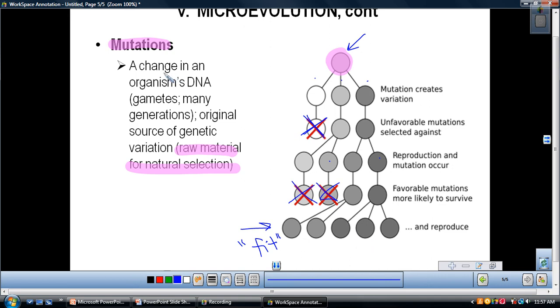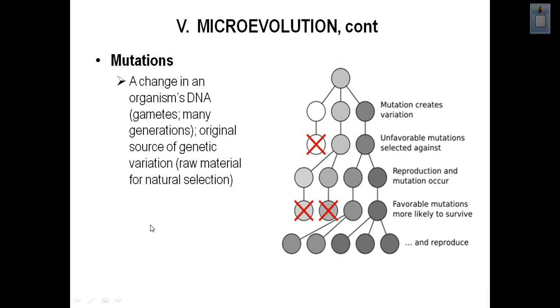So mutation is a change in an organism's DNA. You guys already know that. We've covered that before. And if it happens to the gamete, then it's present through many generations, because the gametes are the sex cells that are passed on to new members. And it's the original source of genetic variation. So like I said, it's the raw material for natural selection. So if this occurs, then you can have changes in a population in the gene pool over time. So it's just one more example of how the gene pool can be changed in a population.